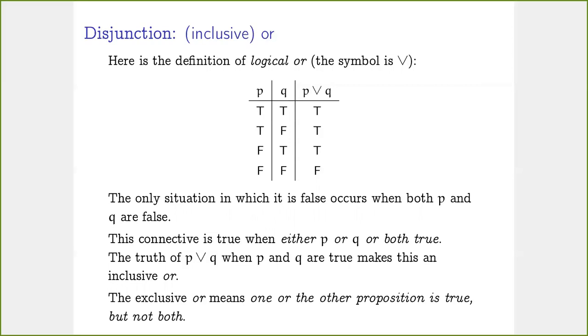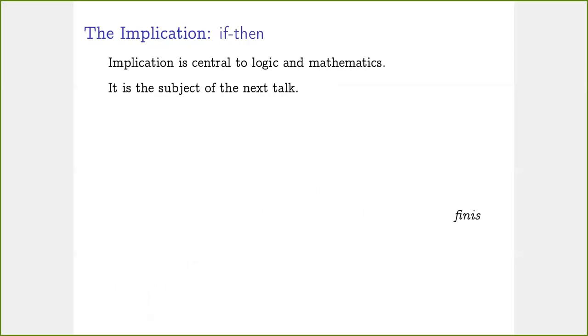There's another kind of or, an exclusive or, which we're not going to use very much, which means one or the other proposition is true, but they're not both true. The most important way of combining propositions that's central to logic and mathematics is the implication, the if-then statement. It's the subject of the next talk.